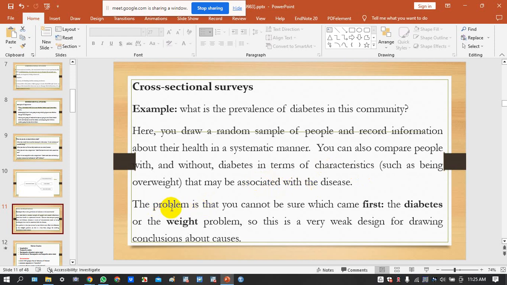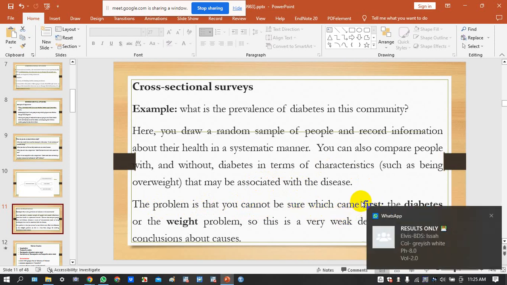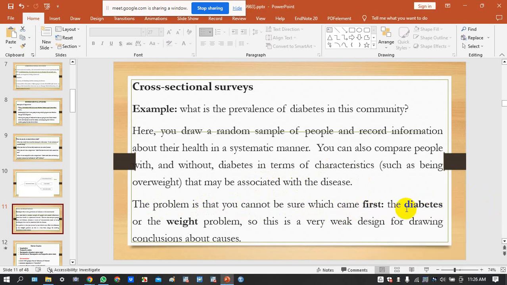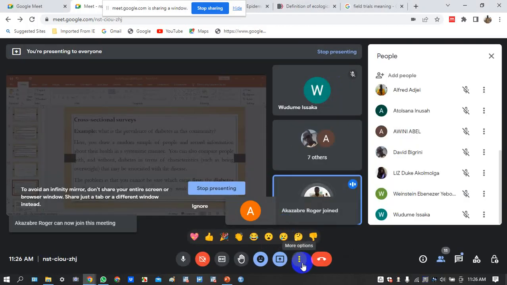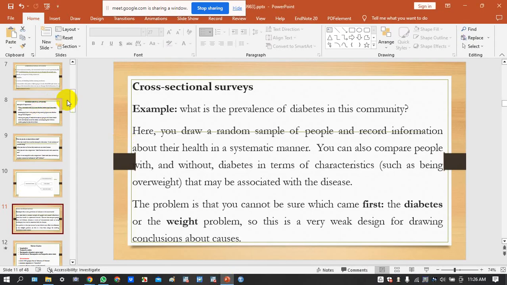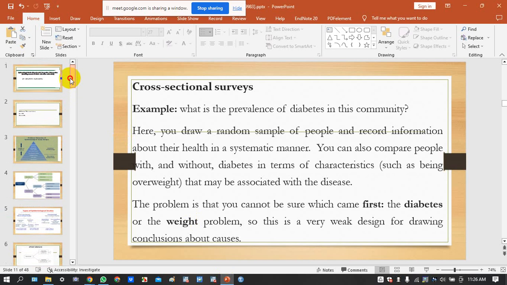Okay, so let me read this one too. The problem is that you cannot be sure which came first. So with cross-sectional studies, you cannot infer causation. You cannot say that the intake of alcohol leads to liver cirrhosis. No, a cross-sectional study will not give you that. A cross-sectional study just gives you a test of hypothesis. So with a cross-sectional study, you are just looking at hypothesis testing.